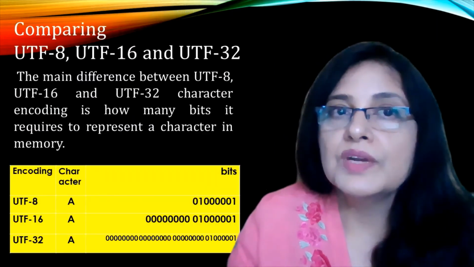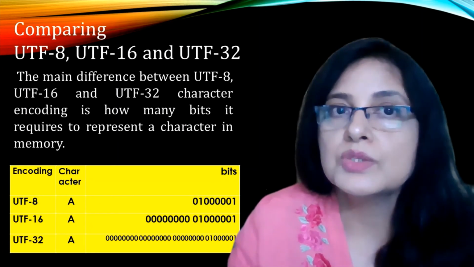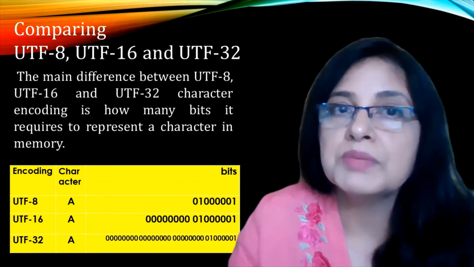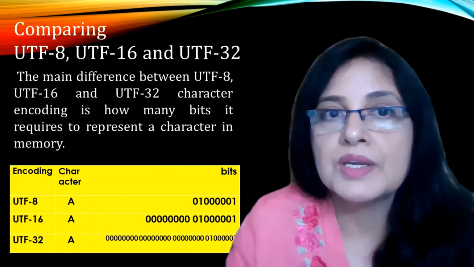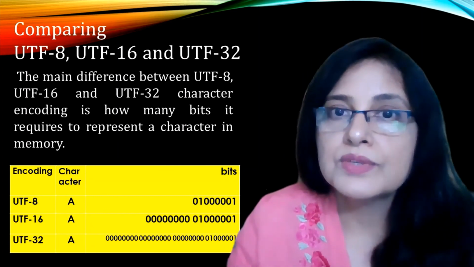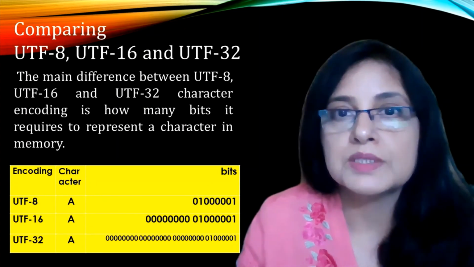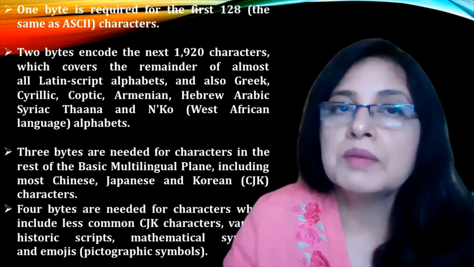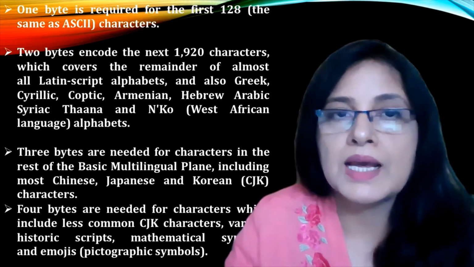So there are three main UTF coding systems. There's UTF-8, UTF-16, and UTF-32. Now the difference between these is how many bits it requires to represent a character in the memory. For example, UTF-8 takes 8 bits, UTF-16 takes 16 bits, and UTF-32 takes 32 bits. Why do we need those many bits? Well, one byte is required for the first 128 characters, same as ASCII.